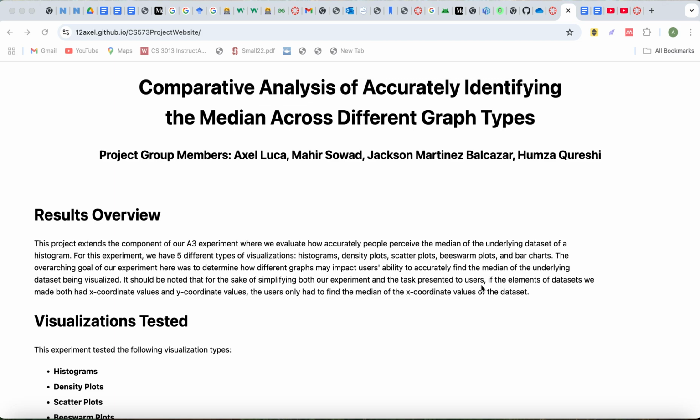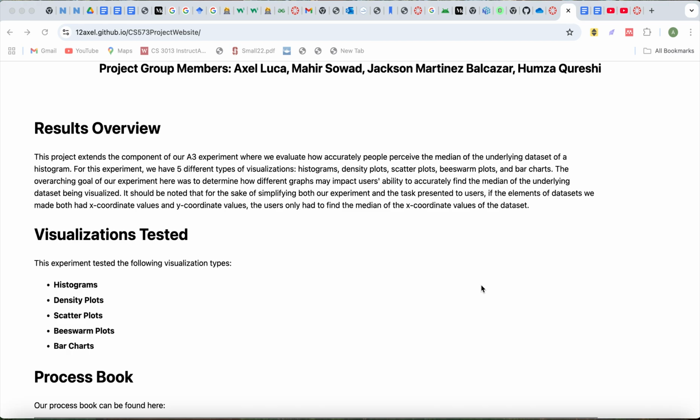Hello everyone, the name of our project is Comparative Analysis of Accurately Identifying the Median Across Different Graph Types. For this experiment, we had users identify the median of the underlying datasets of 5 different graph types: histograms, density plots, scatter plots, beeswarm plots, and bar charts. The best part of the project was making uncommon and unique graph types that we haven't encountered all that much before.